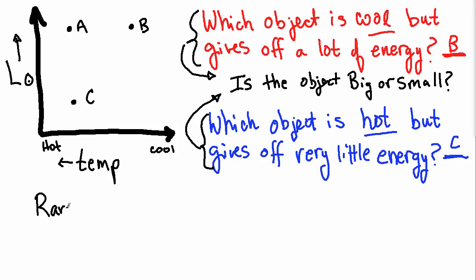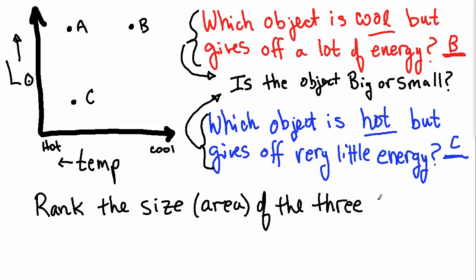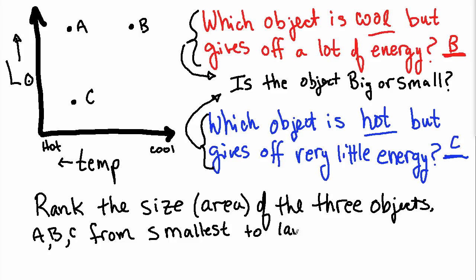All right, so what we'll do then to try to think about area is to rank the size of objects A, B, and C, their surface area, from smallest to largest. And when we come back to class next time, we'll start thinking about that ranking a little more.